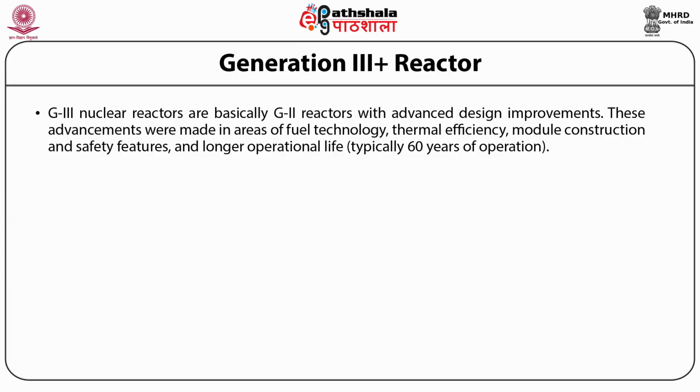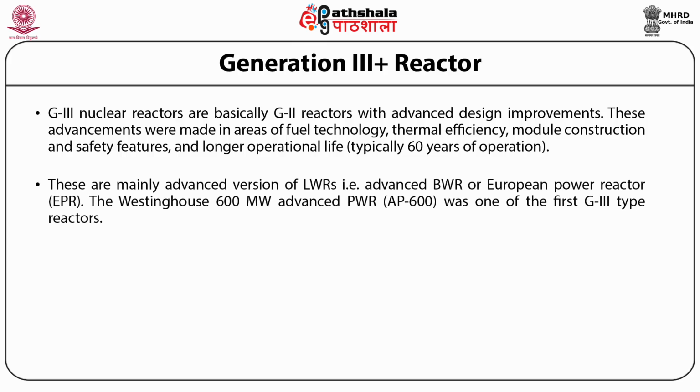These advancements were made in the areas of fuel technology, thermal efficiency, module construction, and safety features, and also longer operational life, typically around 60 years of operation. These are mainly advanced versions of LWRs, that is, Advanced BWR or European Power Reactor EPR. The Westinghouse 600 megawatt Advanced PWR, AP600, was one of the first G3 type reactors.